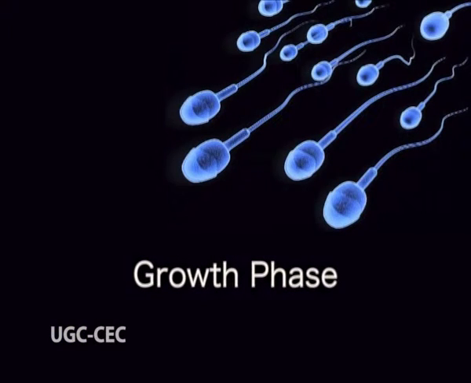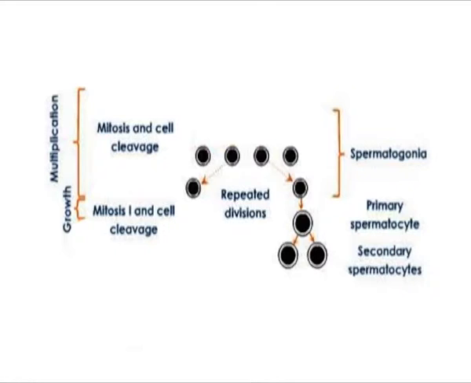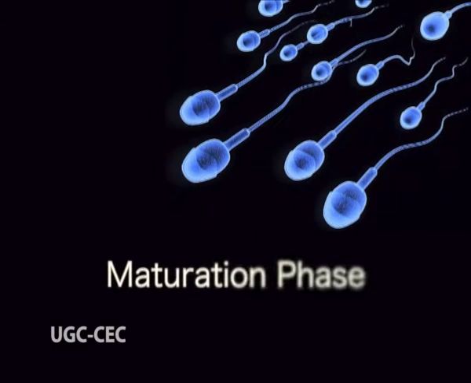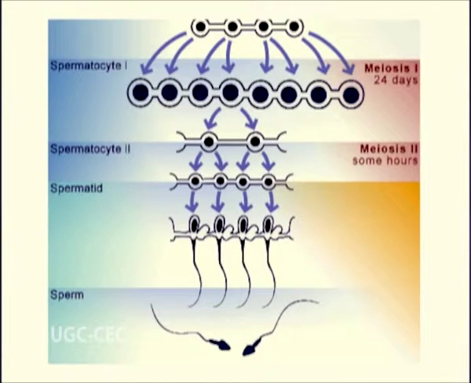Growth phase. Each type B spermatogonium actively grows to a larger primary spermatocyte by obtaining nourishment from the nursing cells or Sertoli cells. C. Maturation phase. Each primary spermatocyte undergoes two successive divisions called maturation divisions. The first maturation division is reductional or meiosis I.